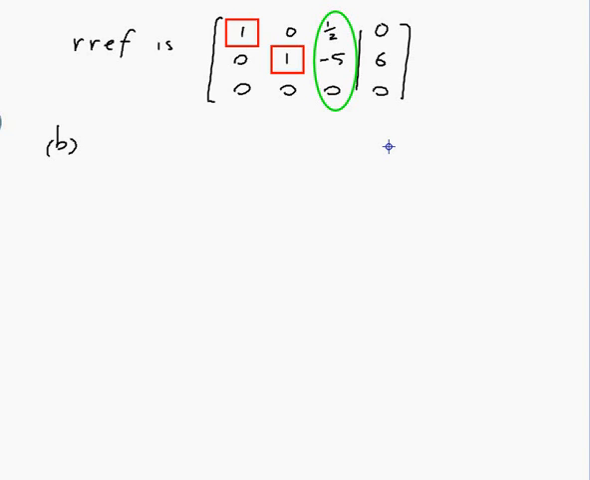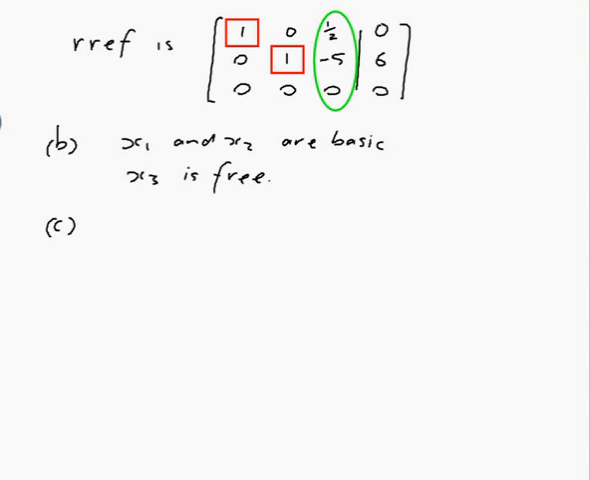So those first two are x1 and x2. So x1 and x2 are basic, and x3 is free. Right, that means we can move on to question C. So question C is to find any solutions, if there are any.